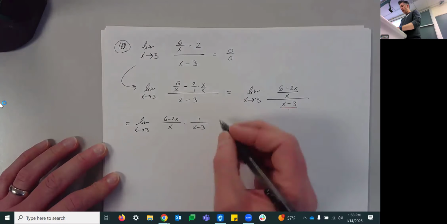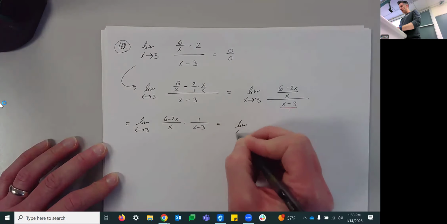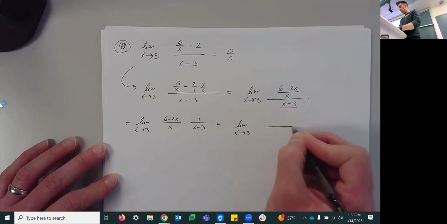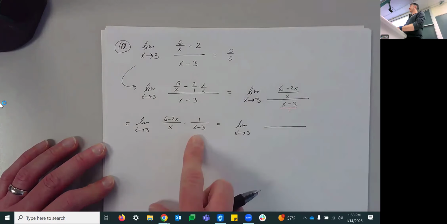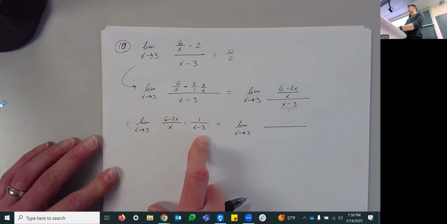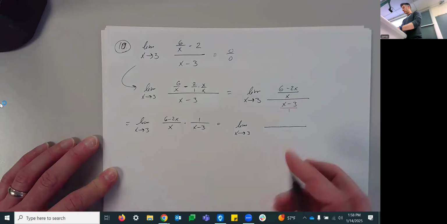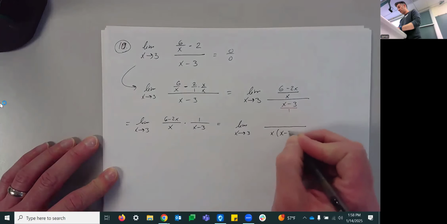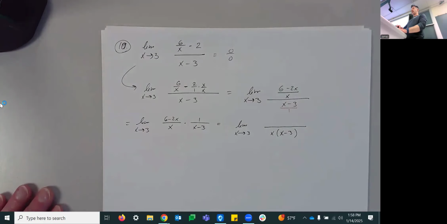We're going to do a little bit more factoring here. We're going to write this as the limit as x approaches 3, as one fraction. I'm trying to cancel that x minus 3, so I should not distribute the x in the denominator. I should not write the denominator as x squared minus 3x. I should write it as x times x minus 3. So I want that x minus 3 to cancel out.